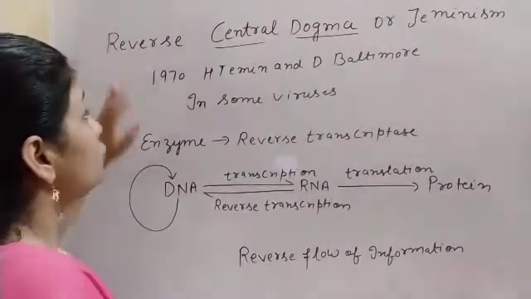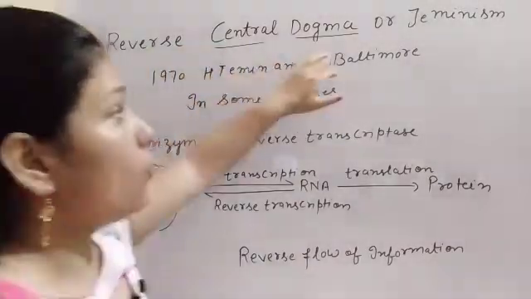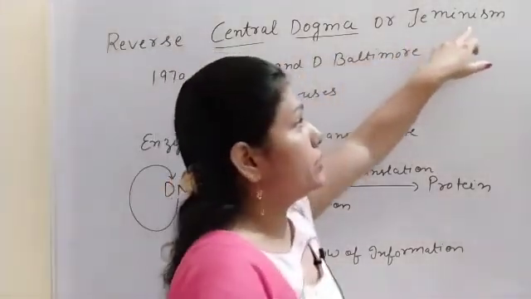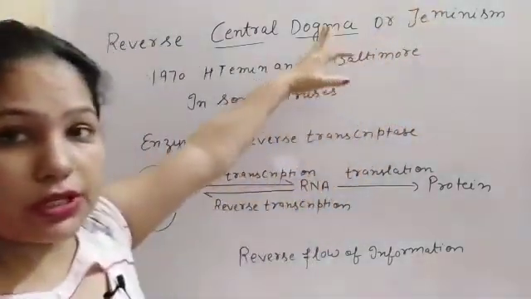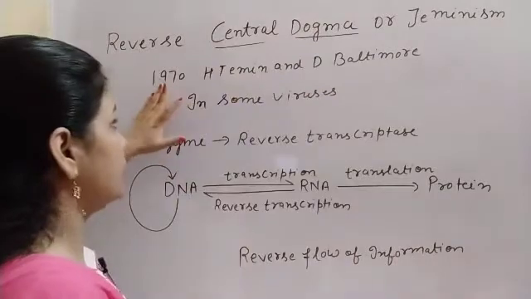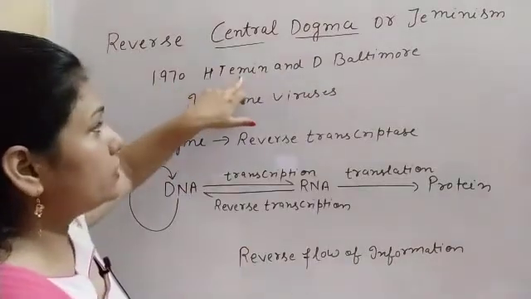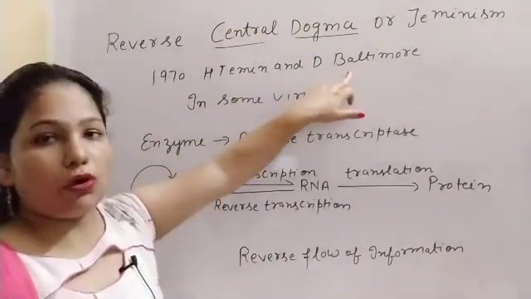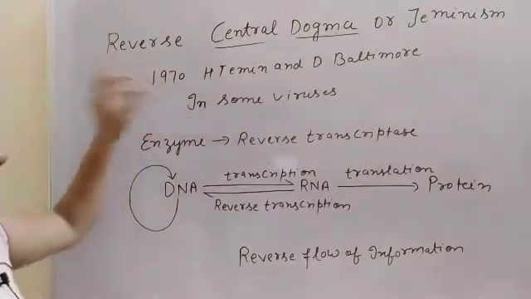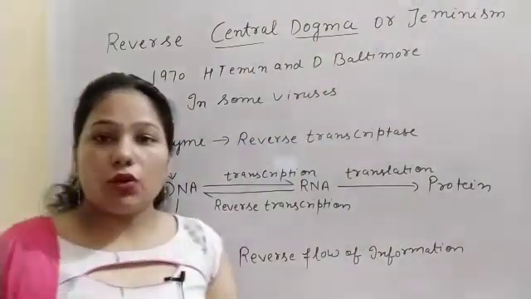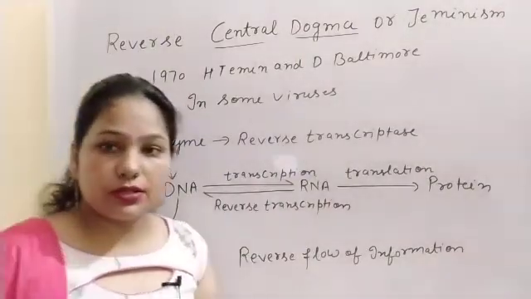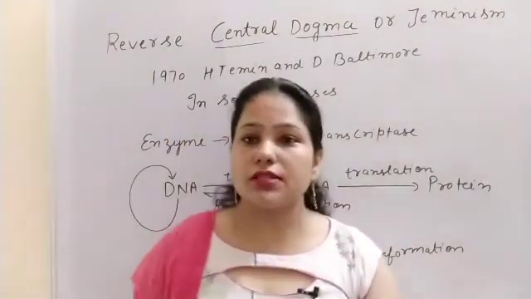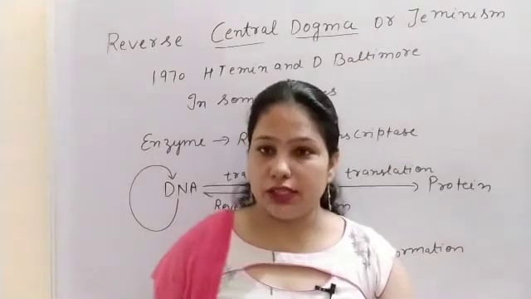Now the reverse central dogma is also known as Teminism. So why is it known as Teminism? Because it was discovered by the scientists H. Temin and D. Baltimore in 1970. So what did they observe? They observed in some viruses, because in the viruses RNA is the genetic material.